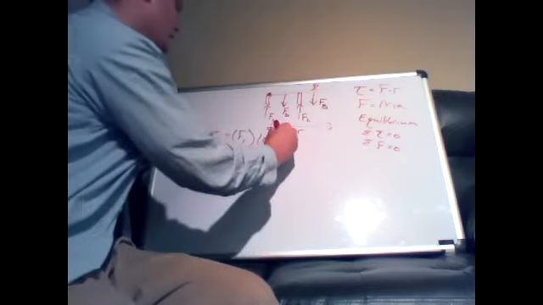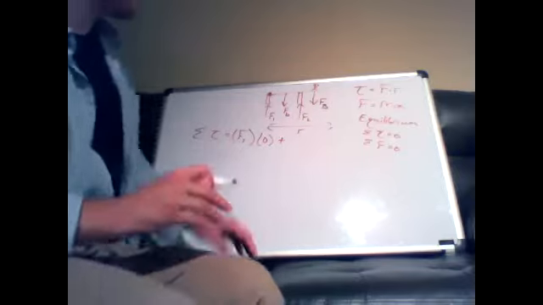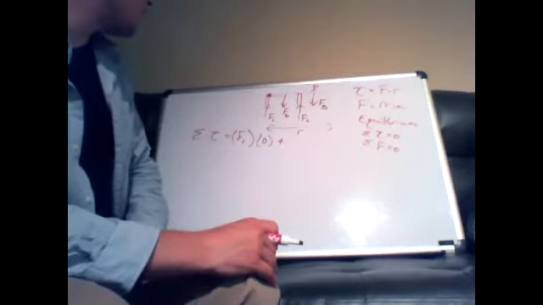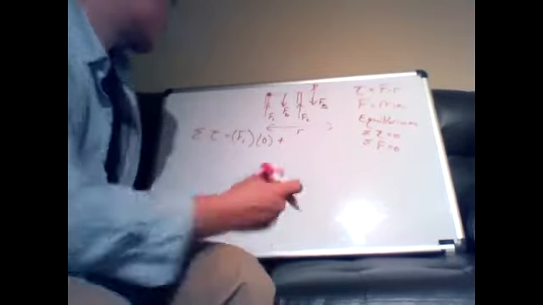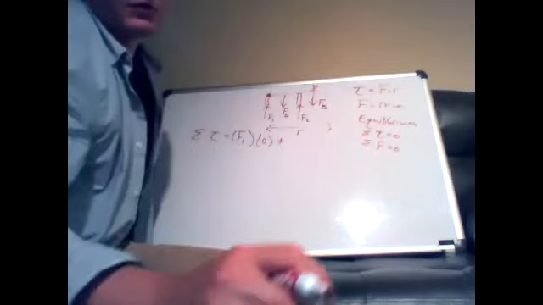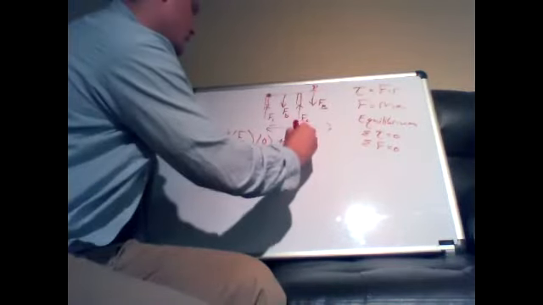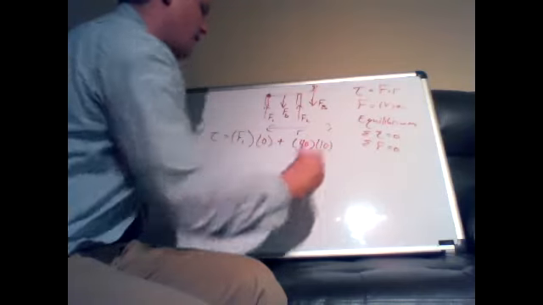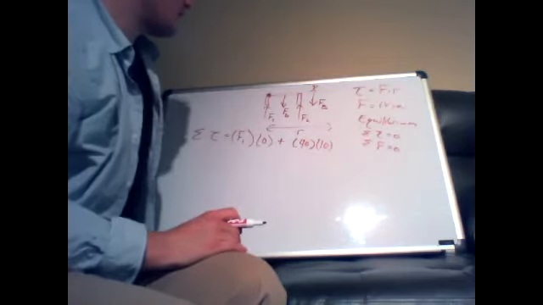Plus, now we have the weight of the beam. That's our next force that we're going to look at, and that's given to us as 40 kilograms. So that's 40 times 10 for gravity, because our force is mass times gravity, times a radius.